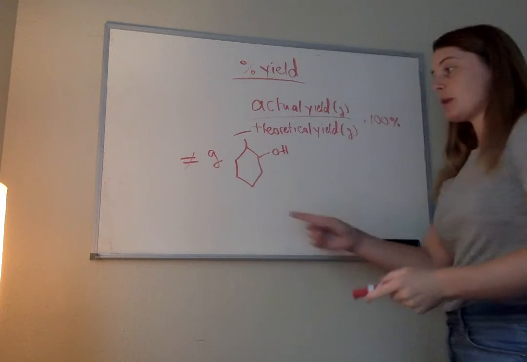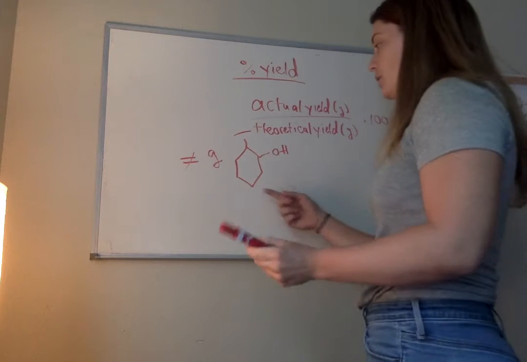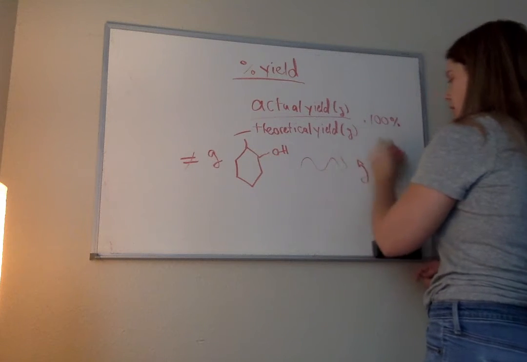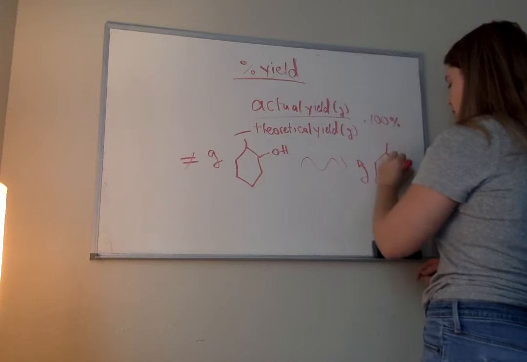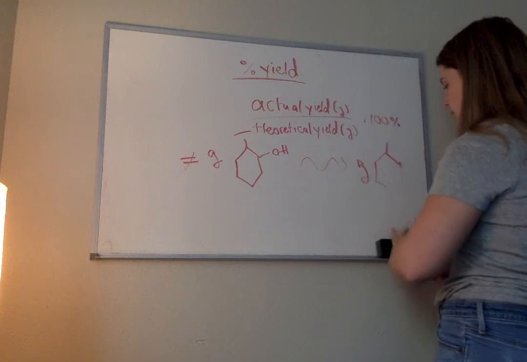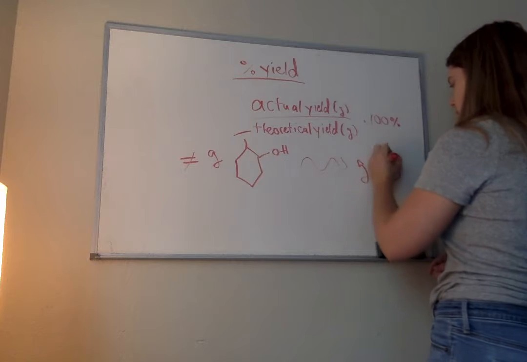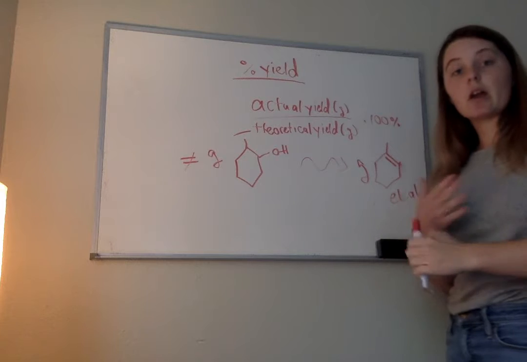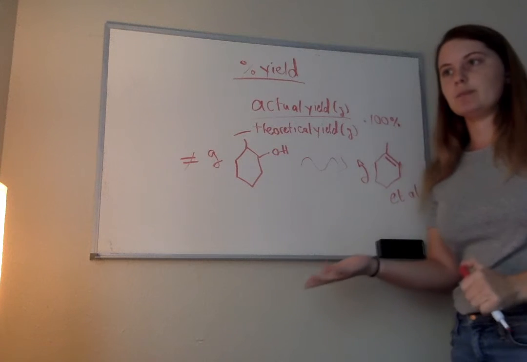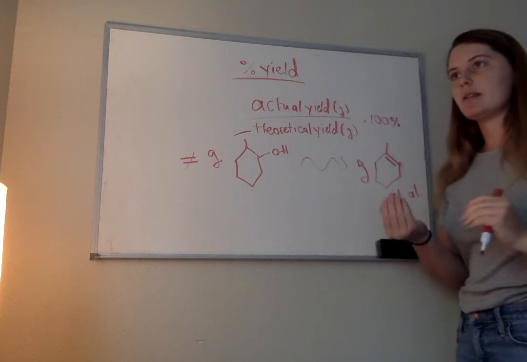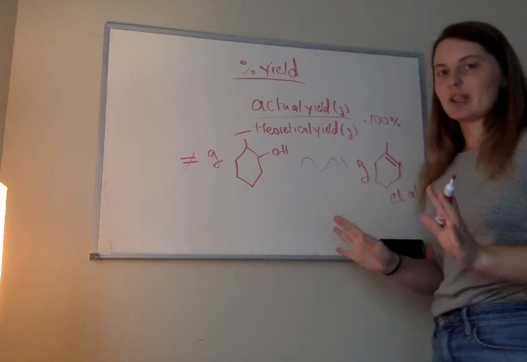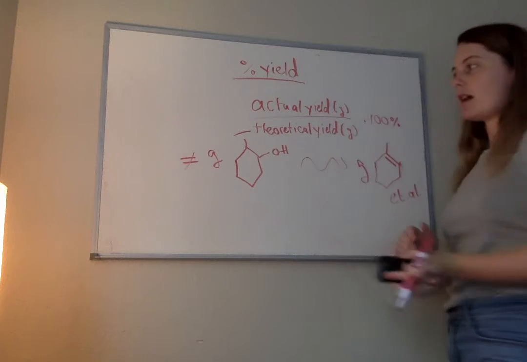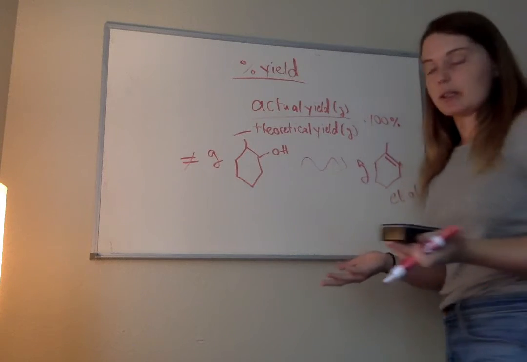So what we need to do is we actually need to convert the grams of cyclohexanol into the grams of the hexene mixture, et al. Et al just means others, so the mixture of isomers that we saw. So let's get back. Actual over theoretical, how do we do this calculation? We use dimensional analysis.